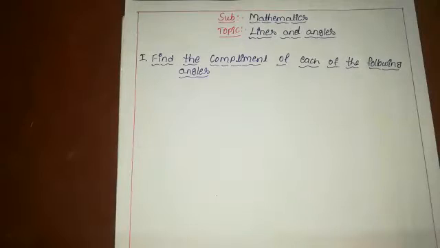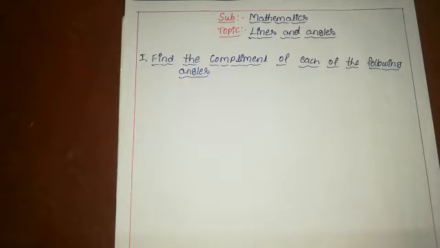Good morning, students. In the previous class, what did you learn? We learned about some of the geometrical figures and some of the angles. Okay, complementary angles, supplementary angles, and then adjacent angles and vertically opposite angles. These are all the topics we learned in the previous class.